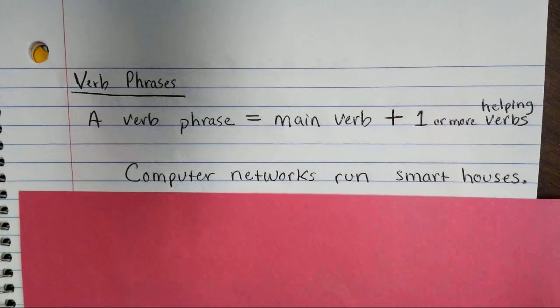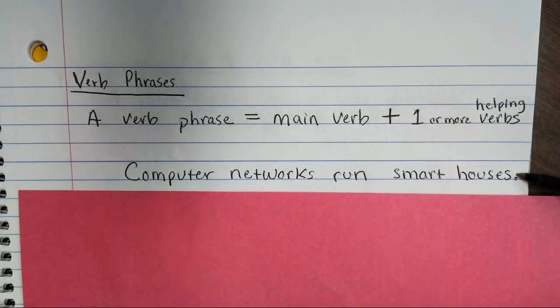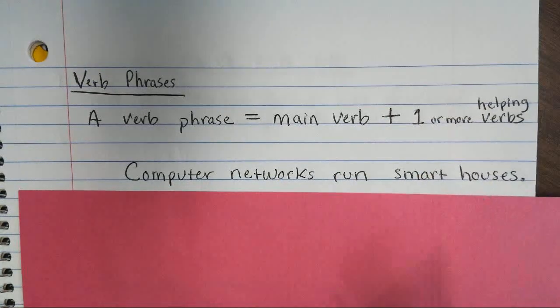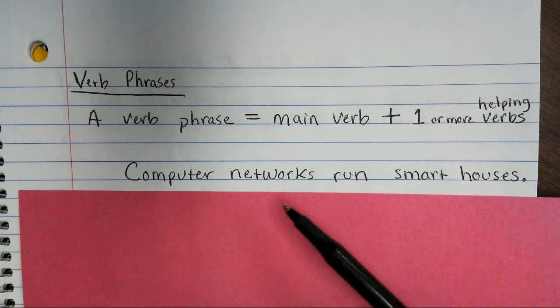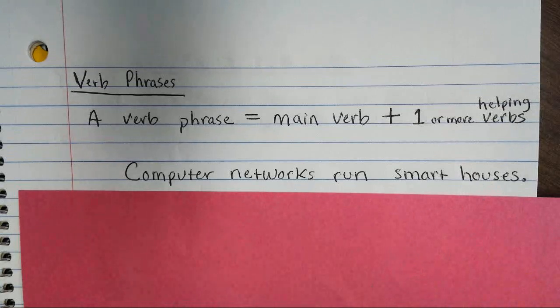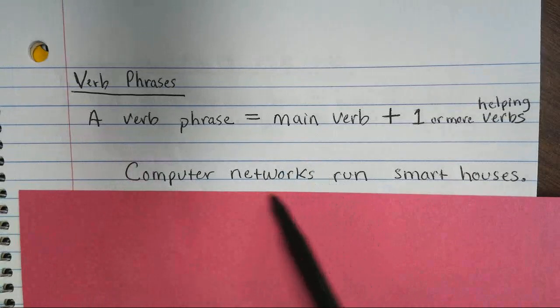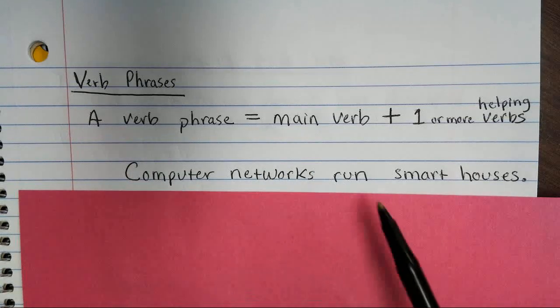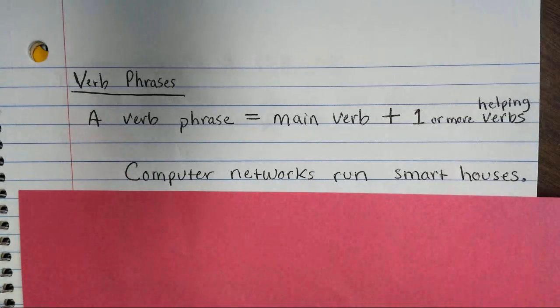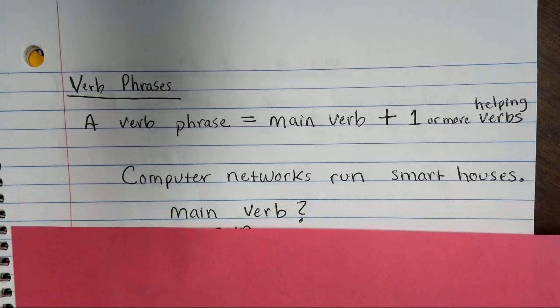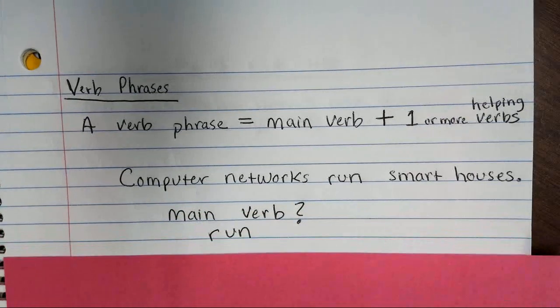So here's our first example sentence. Computer networks run smart houses. So just to review, what is the simple subject? Networks. What is the complete subject? Computer networks. And then run smart houses is our complete predicate. And then our simple predicate or main verb is run.